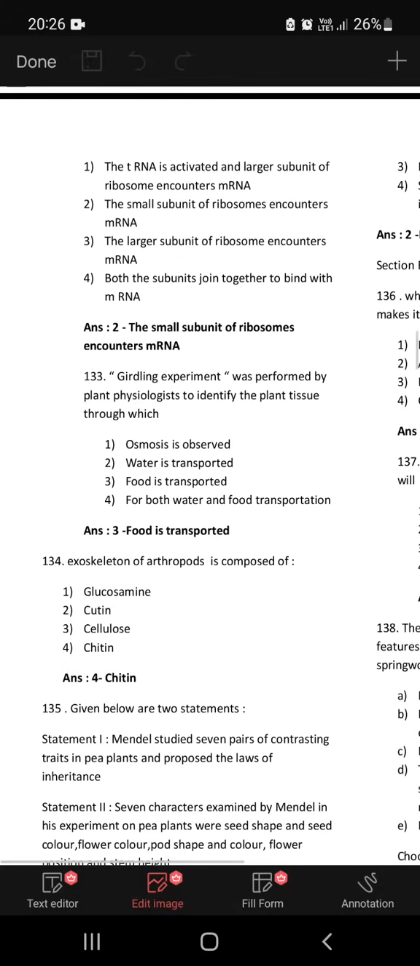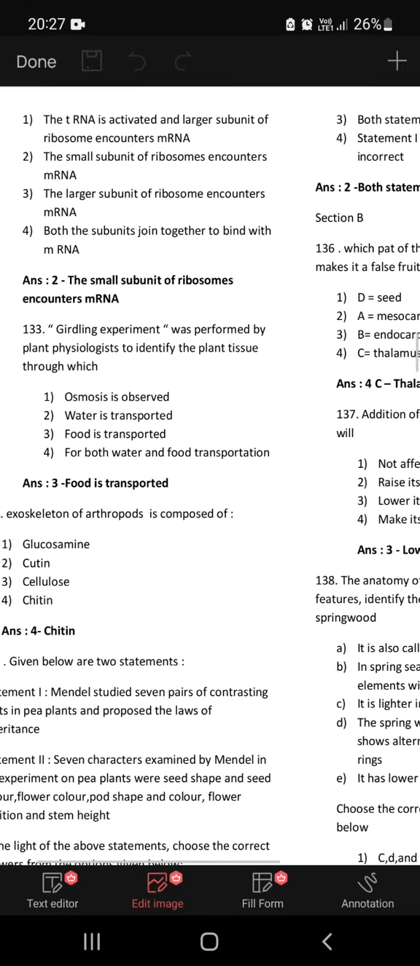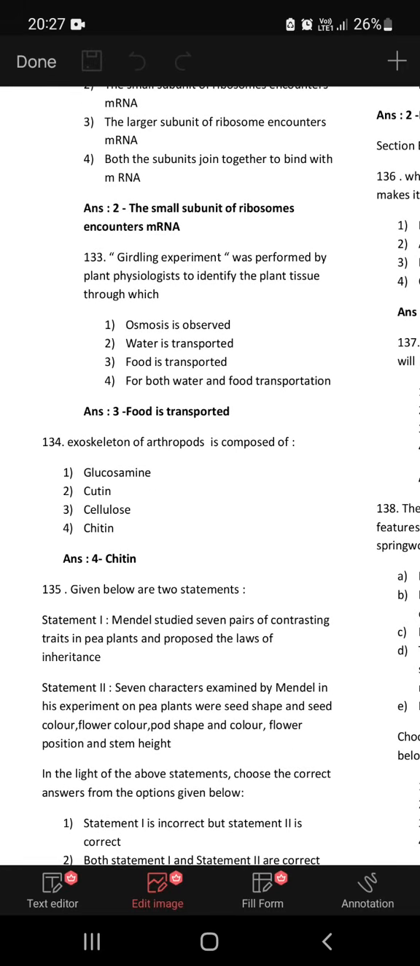Girdling experiment was performed by plant physiologists to identify the plant tissue through which the food is flowing. Okay, so food is transported. Third option is the correct one. So the exoskeleton of arthropods is composed of chitin. Even in fungi, it is composed of the same. So these are the questions from zoology which are also given in between.